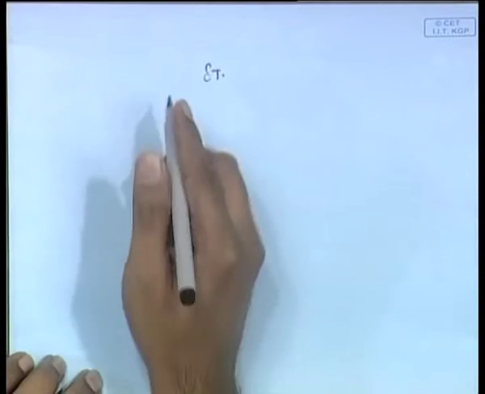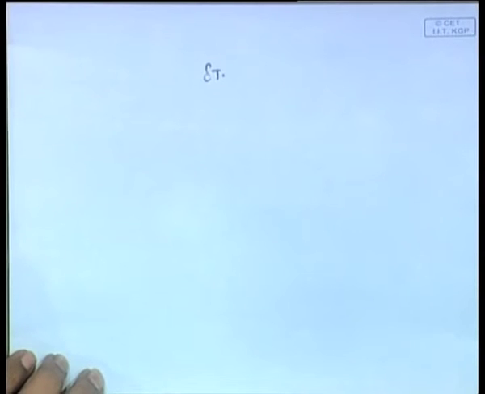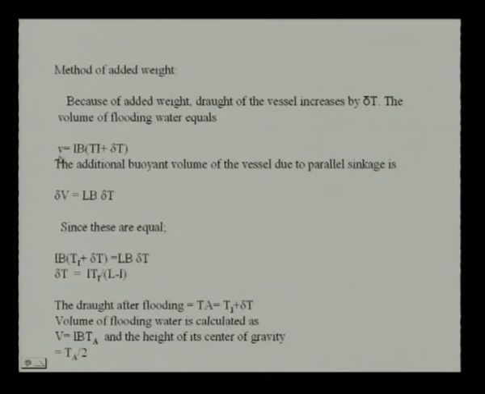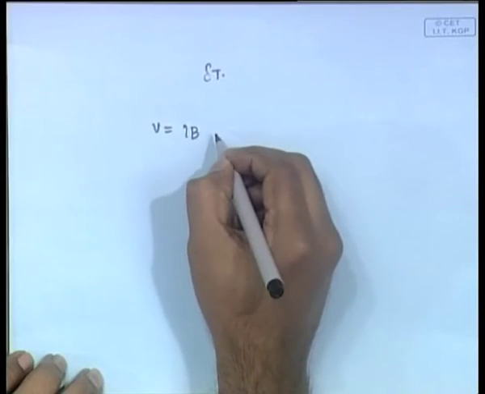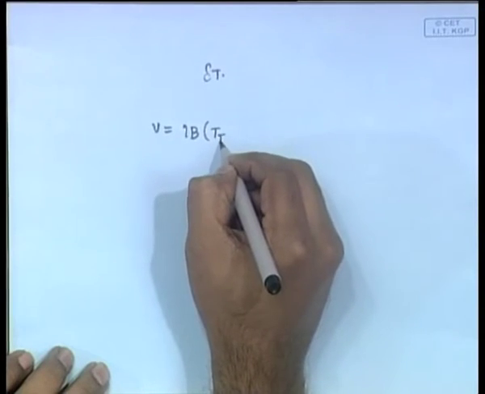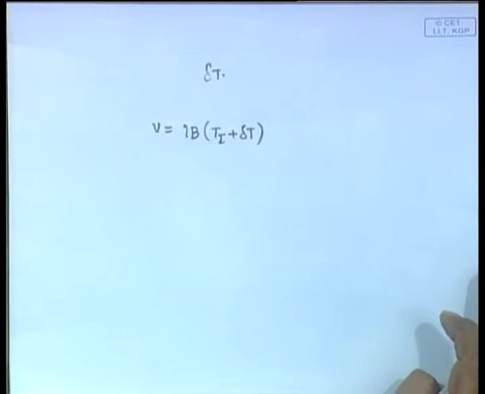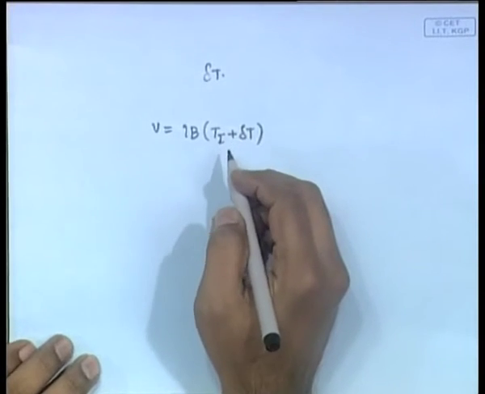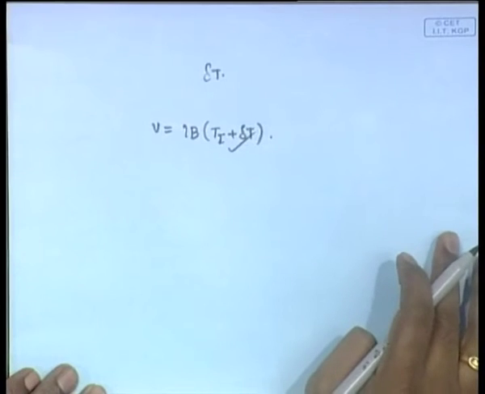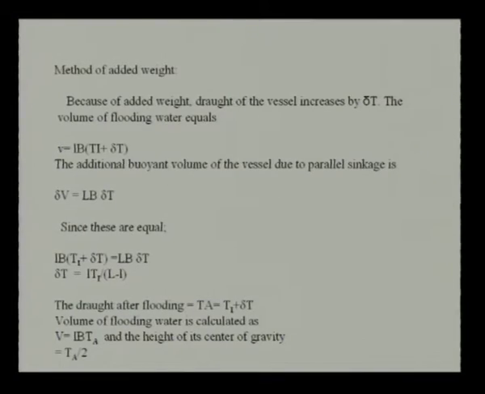The volume of flooded water is V equal to l into b into (T initial plus delta T). Here the volume of water added is small l, the length of the compartment, into b, the breadth of the compartment, into T initial plus delta T. That is the total volume of water added.